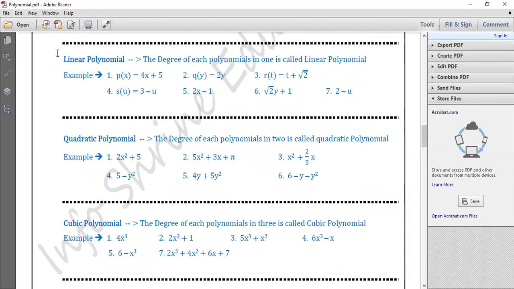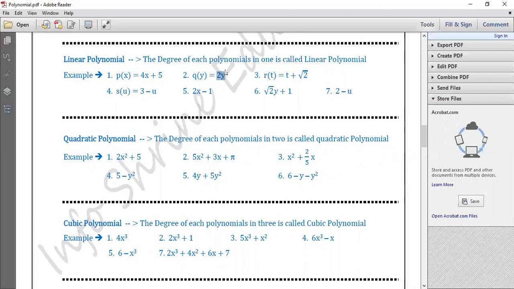And again, linear is 1, quadratic is 2, and cubic is 3. Linear polynomial means the degree of each polynomial is 1. The degree will be only 1. For example, if this is 4x, it is x power 1 obviously. And here it is 2y.